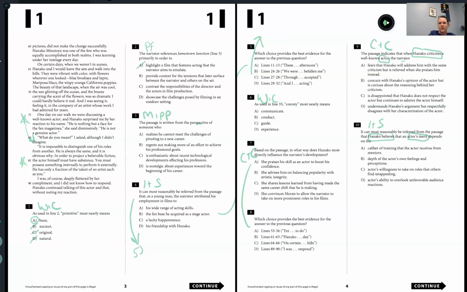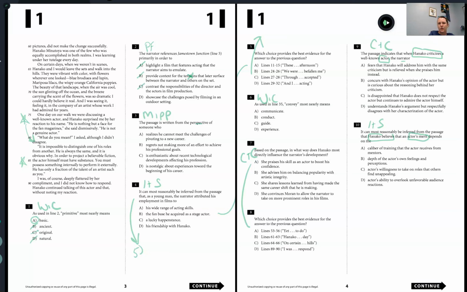Provide context for the tensions that later surface between the narrator and the others on set. Honestly, there's not really any tensions between him and everyone else on set, maybe between he and the director, but there's also not really tensions in Jamestown Junction. It's just about how terrible the production was. Contrast the responsibilities of the director and the actors. No, we don't see the director within that film. We just see the hardships.